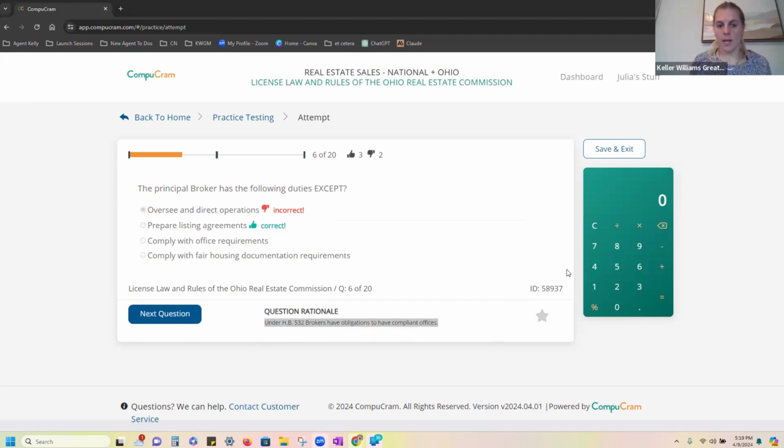This one is going to be the principal broker has all the following duties except prepare listing agreements. Anything that has to do with preparing documents or writing up contracts, that is all going to be done by an attorney.